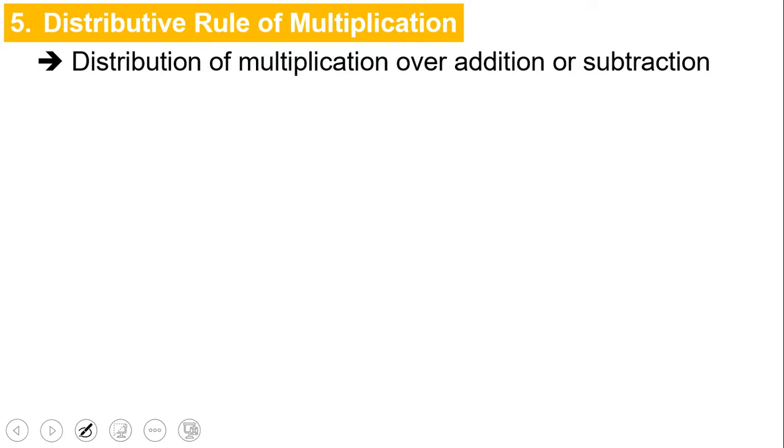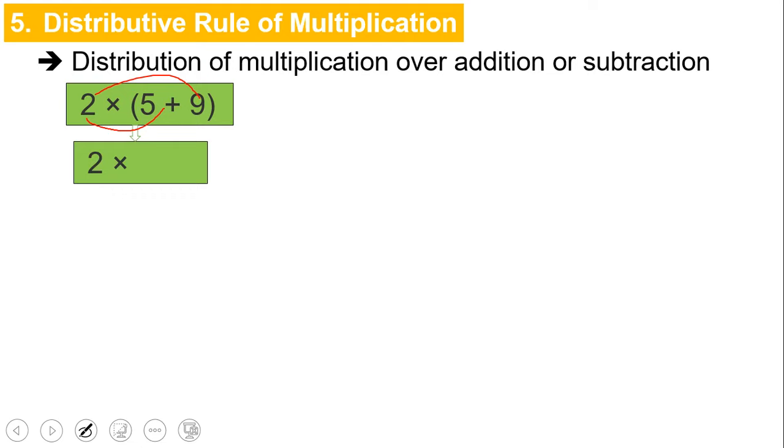Okay. So we can discuss some examples. 2 into bracket 5 plus 9. So how will we solve this? We solve this as 2 into 5 plus 2 into 9. Okay. So what will we get? 5 plus 9 is 14. So 2 into 14 is 28.